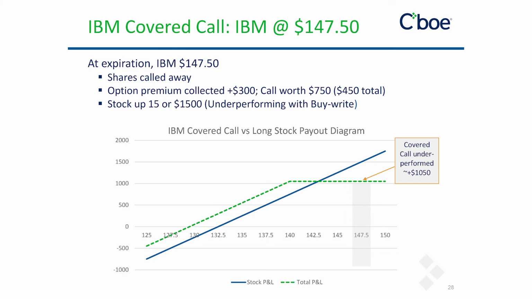In essence, they would forego gains beyond the $143 level for some potential yield enhancement and a degree of downside protection. This is an example of a buy right underperforming the security itself. Hopefully that real-life example helped illustrate when and why a covered call strategy works and when it might underperform.